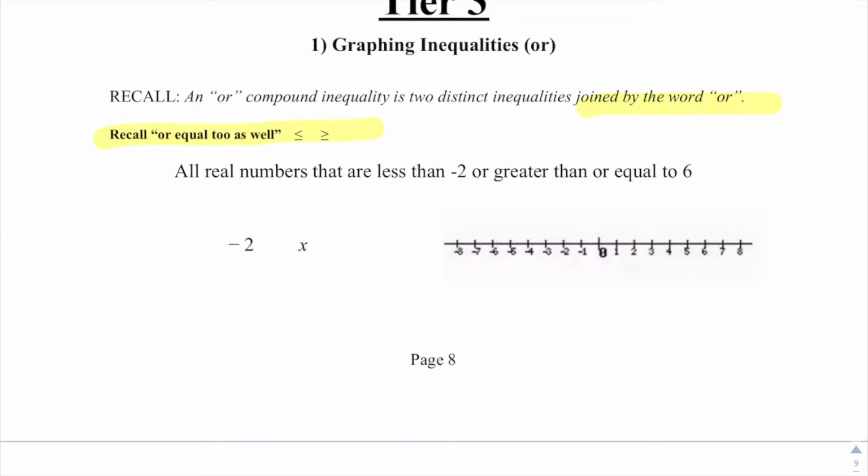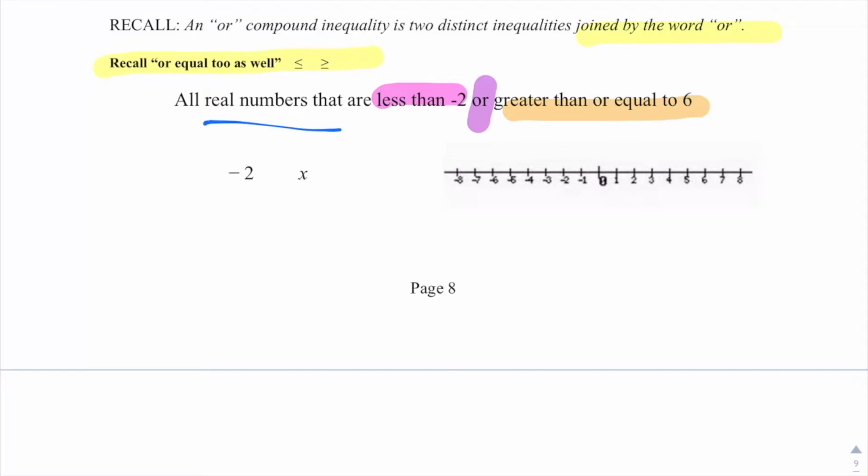What we have here says all real numbers that are less than -2 or greater than or equal to 6. So let's start by building these two individual inequalities. The first one says all real numbers that are less than -2. So that means the x, which represents our all real numbers, is going to be less than -2.